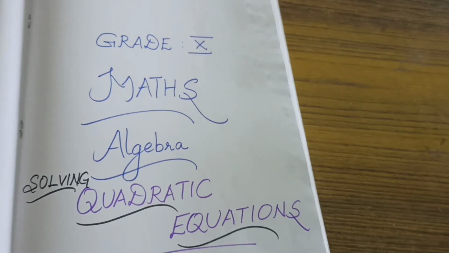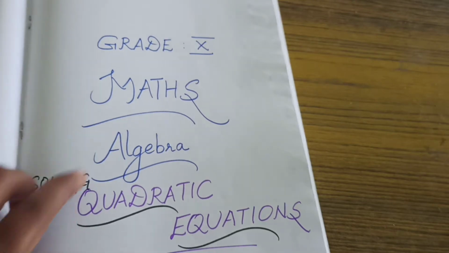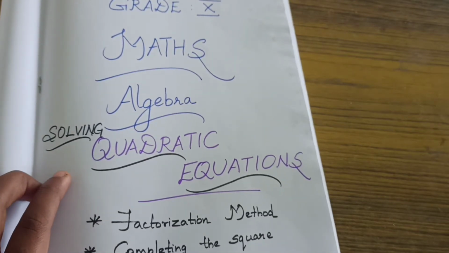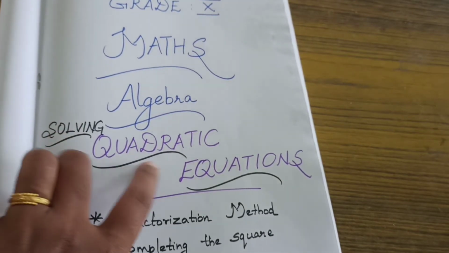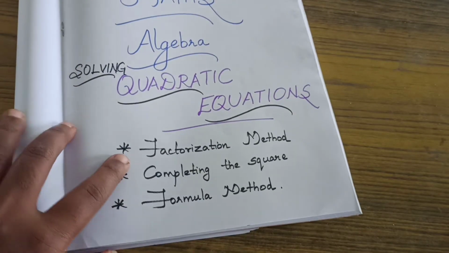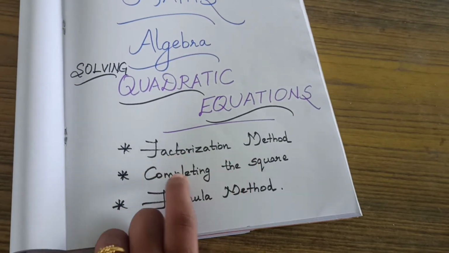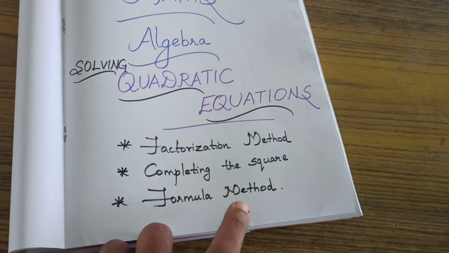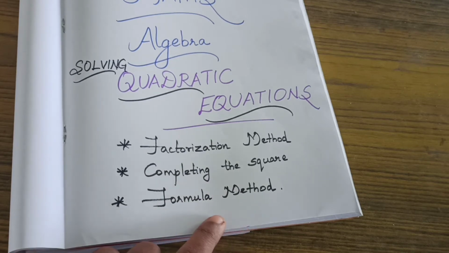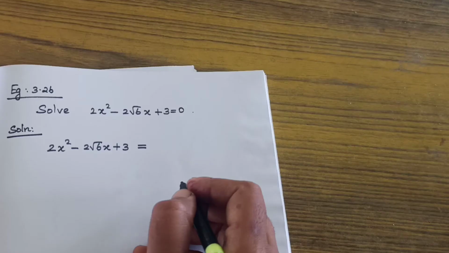Good morning students, welcome to grade 10 mathematics class, the same chapter, algebra. Today we are going to learn about solving quadratic equations. There are three methods: factorization method, completing the square and formula method. We can see them one by one.